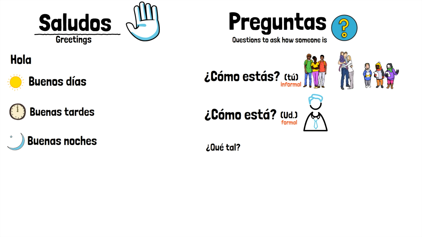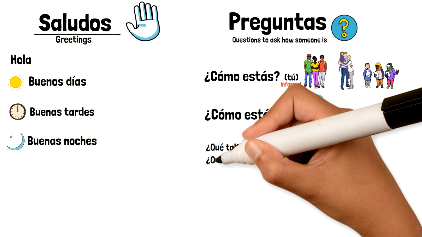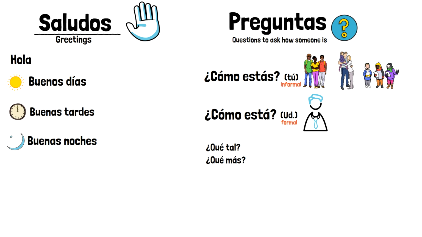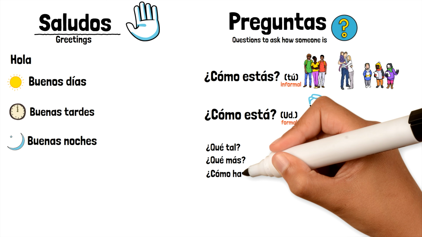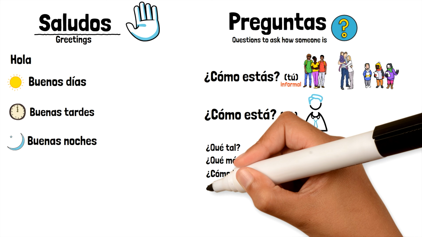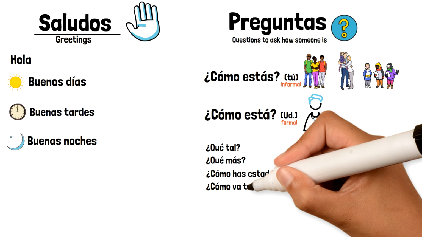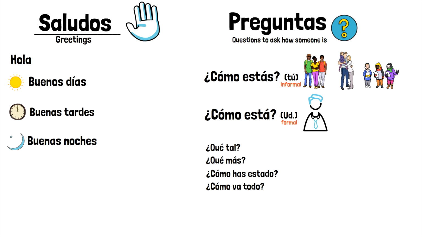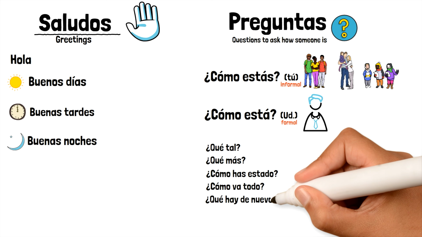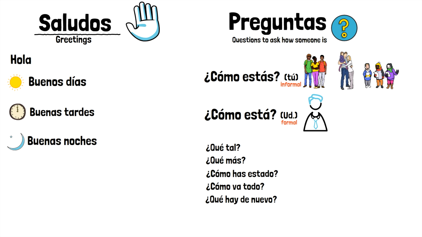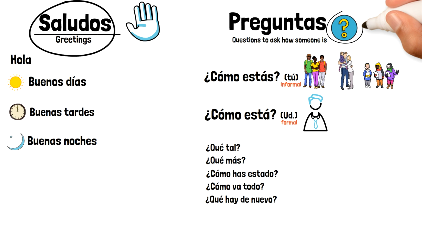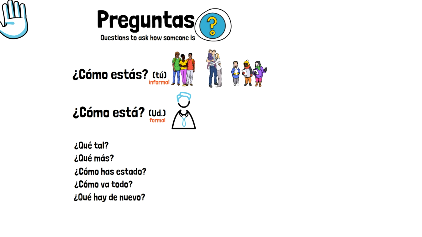Just another way of asking how are you. You could also use ¿Qué más? Which is basically asking what else? What else is up? Another common way would be ¿Cómo has estado? How have you been? ¿Cómo va todo? How's everything going? And finally, we have ¿Qué hay de nuevo? What's new? Excellent. Now you know the saludos, greetings, and preguntas, questions to ask how someone is.